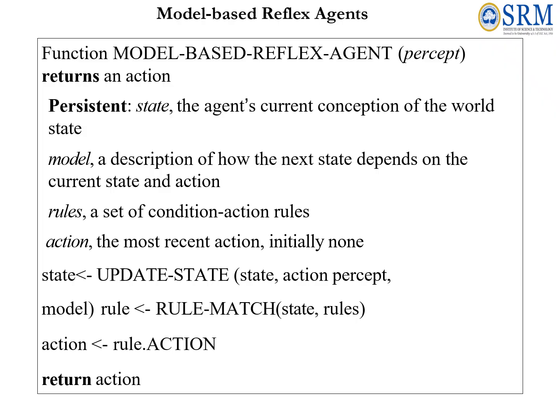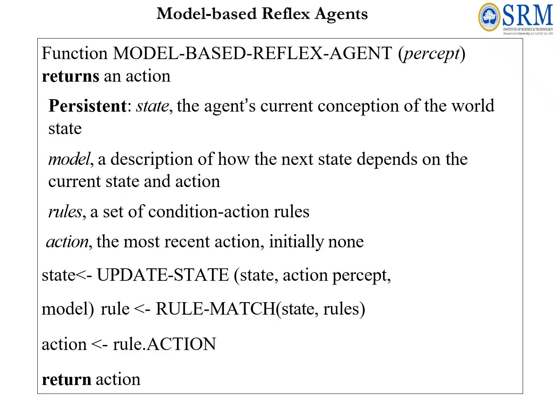The agent now has a complete picture of the environment and finds a matching rule. We are using conditional rules here, which can be represented with rule match of state, comma, rules. So the updated state is compared with the stored rules. B equal to dirty: if dirty then suck, so the matching rule is if dirty then suck.